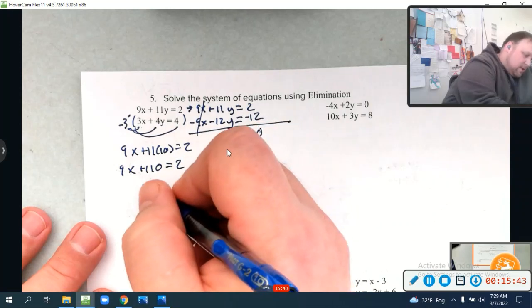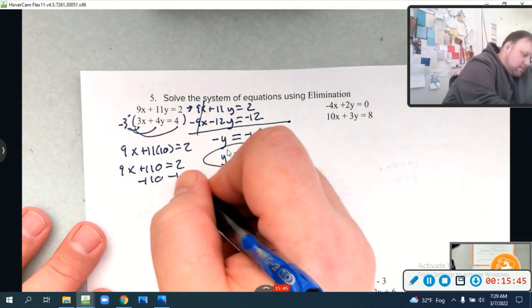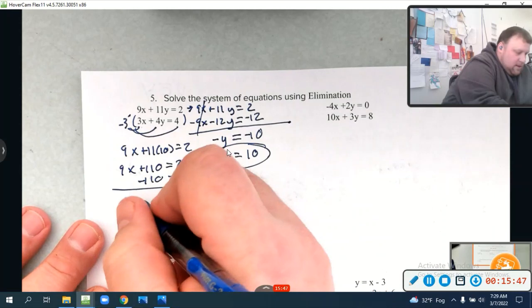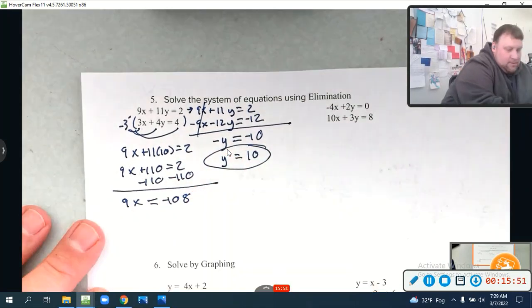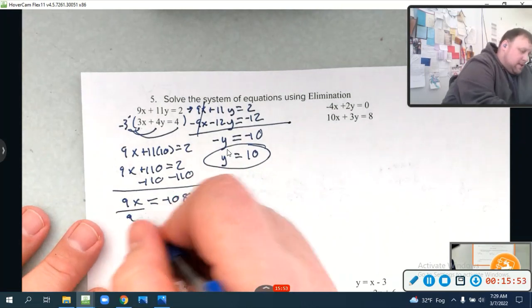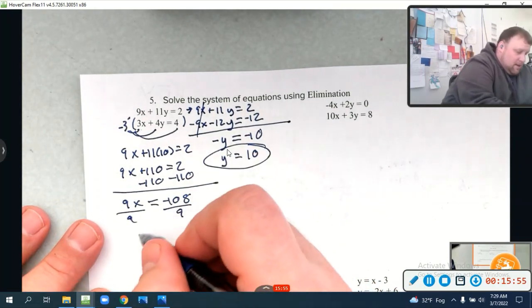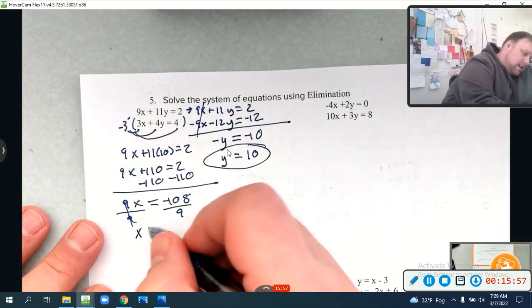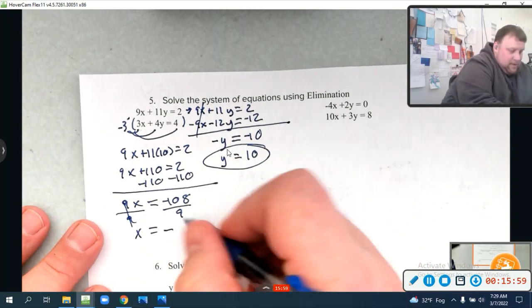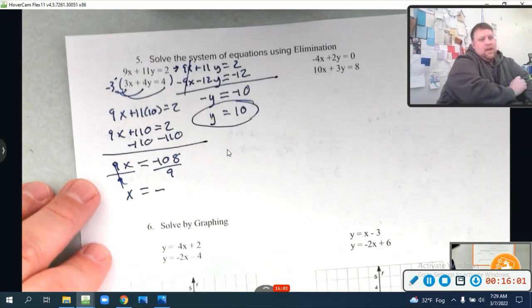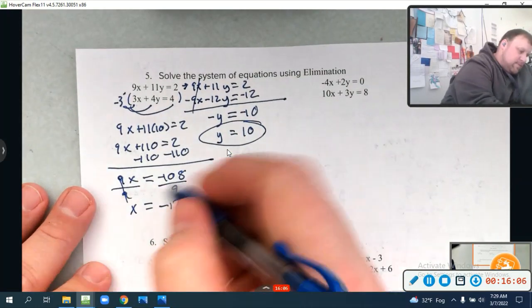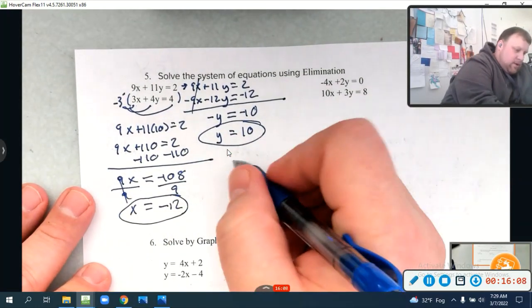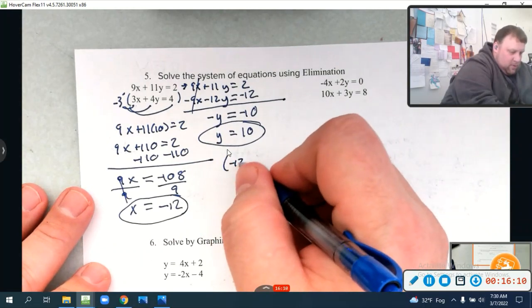Whoa. Minus 110 from both sides. 9x equals negative 108. Which guess what? We can divide both sides by 9. X equals negative, because the negative divided by a positive is negative, and 9 goes into 108 12 times. So we now know the coordinate should be negative 12, 10.